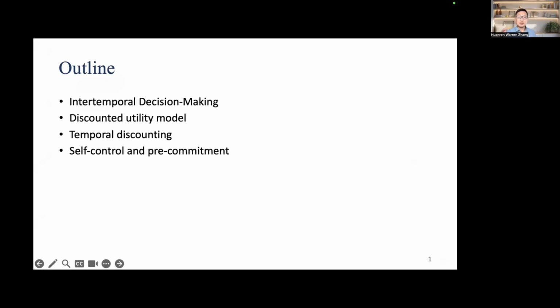And then we talk about a phenomenon that is related to intertemporal decision making, which is the self-control problem, and also how to solve the self-control problem using pre-commitment.